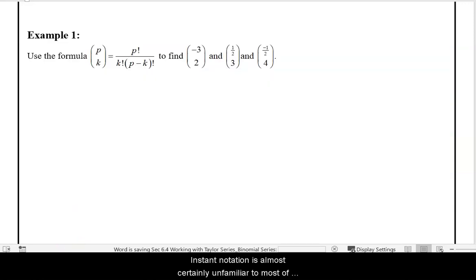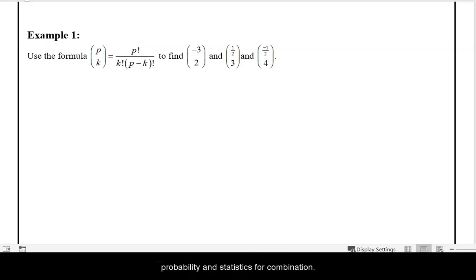Since this notation is almost certainly unfamiliar to most of you, or perhaps all of you, let's just practice a little bit working with the formula for p choose k in order to just work out what the coefficients are. I've used a variety of different p values, a negative integer, a positive fraction, and a negative fraction. Keep in mind that none of these have any real sense in the real world. I can't take groups of 2 out of groups of -3 people. That doesn't make any sense at all. However, the formula is the same as the one used in probability and statistics for combinations.